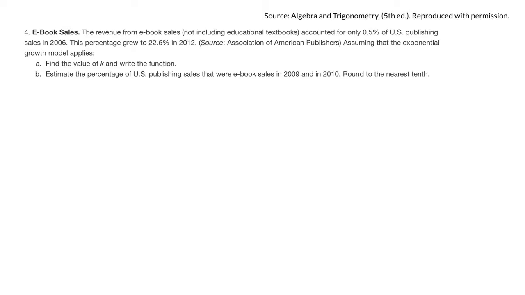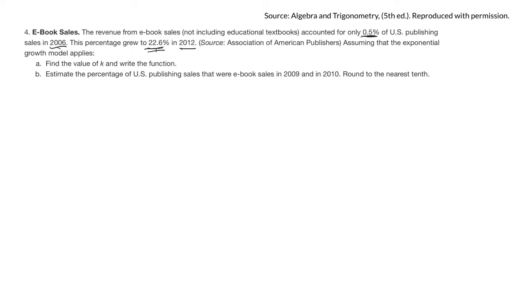Ebook sales, and this percentage accounts for only 0.5% of U.S. publishing. This percentage grew to 22.6 in 2012. So find the value of k and write the function, and then estimate the percentage that were ebook sales in 2000 and 2009. Revenue from ebook sales accounted for only 0.5%. So it started at 0.5%, and then it grew to 22.6. And they started in 2006, ended in 2012.